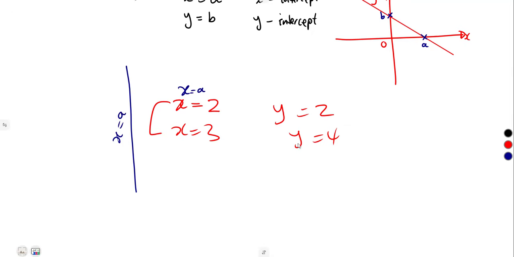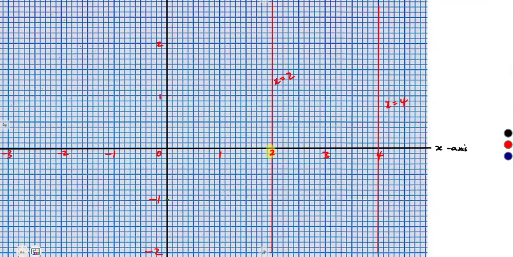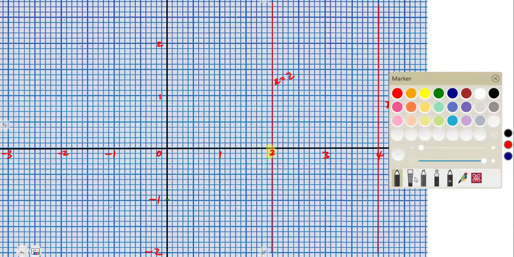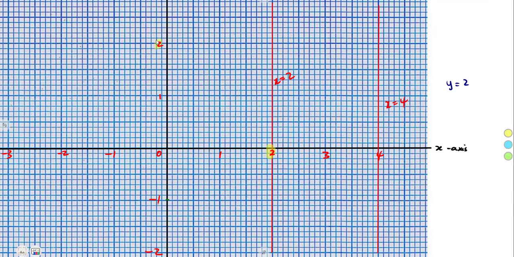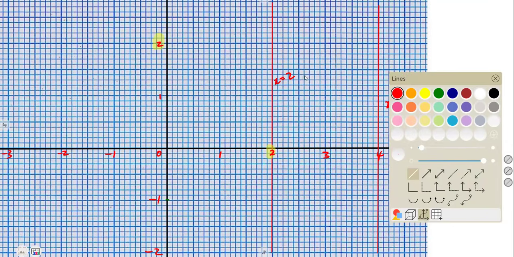And these ones, y is equal to 2, y is equal to this, they are definitely going to be horizontal lines, just like that. So when you are given y is equal to 2, direct in the y-axis where y is 2, you are going to draw a horizontal line.